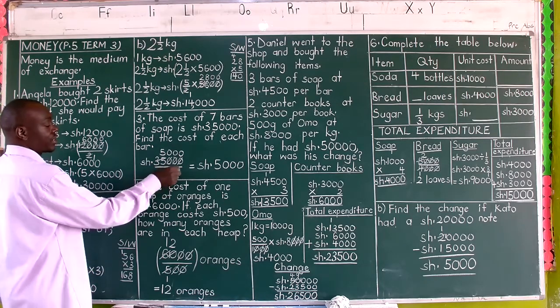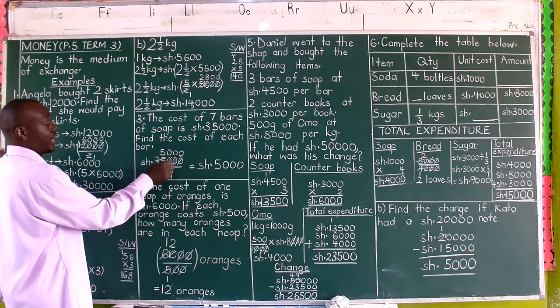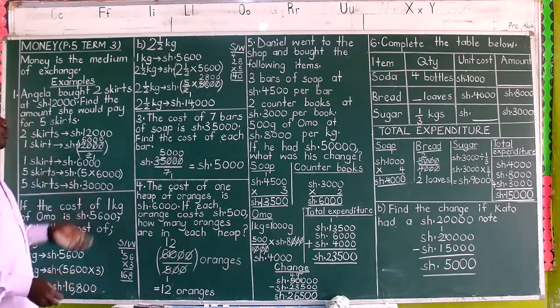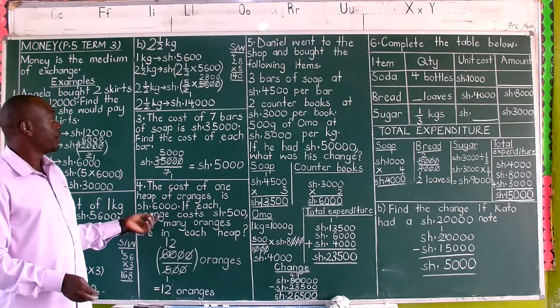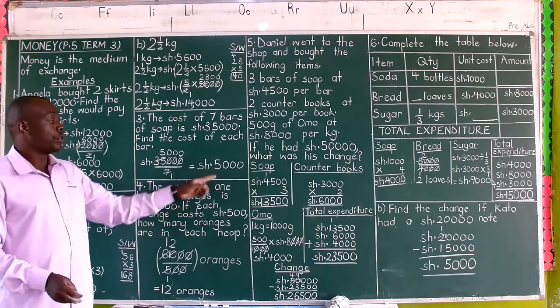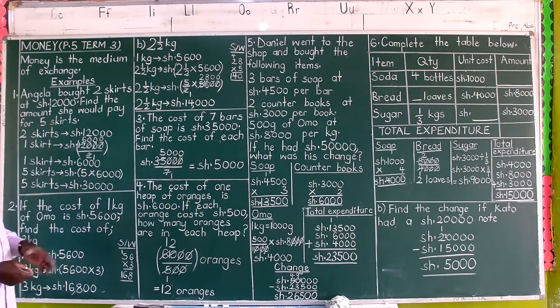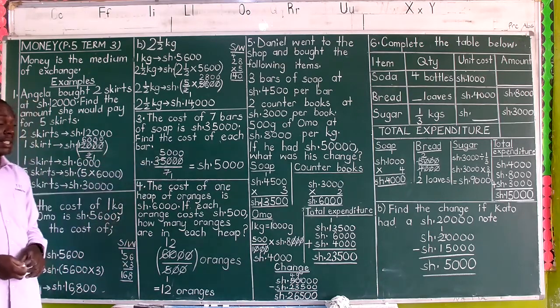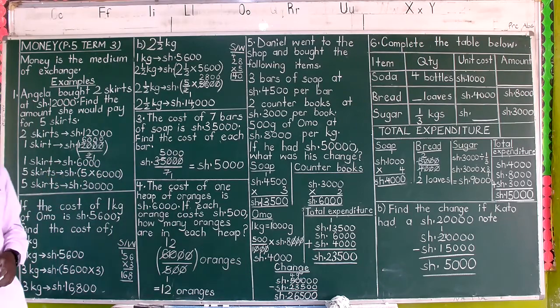So we say 7 divided by 7 is 1. 35 divided by 7 is a 5. 0 divided by 7 is a 0. So the other 2 zeros. So 1 bar of soap costs 5,000 shillings. And that is all. So all in all, you get a unit cost by getting the amount divided by the quantity. So that is how we deal with that.